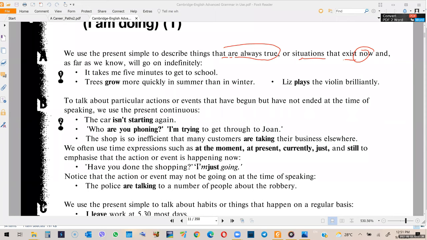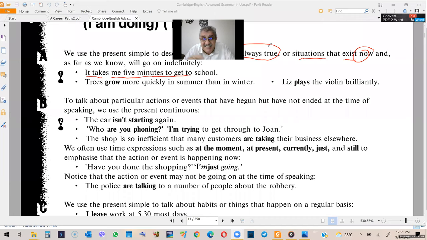Present simple: it takes me 5 minutes to get to school. So if I ask you, how much time does it take you to go to college? You say, well, it takes me 1 hour to get to college. It takes me, not it is taking me, not it will take, no, it takes, because it's a routine.